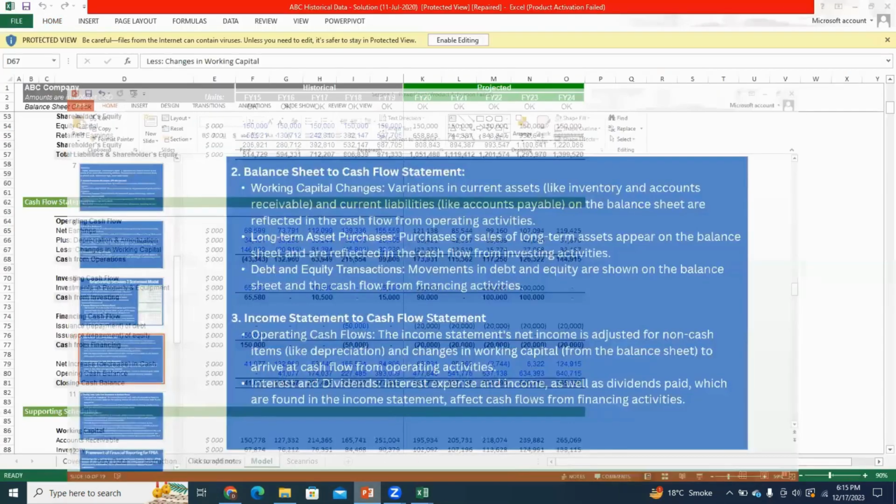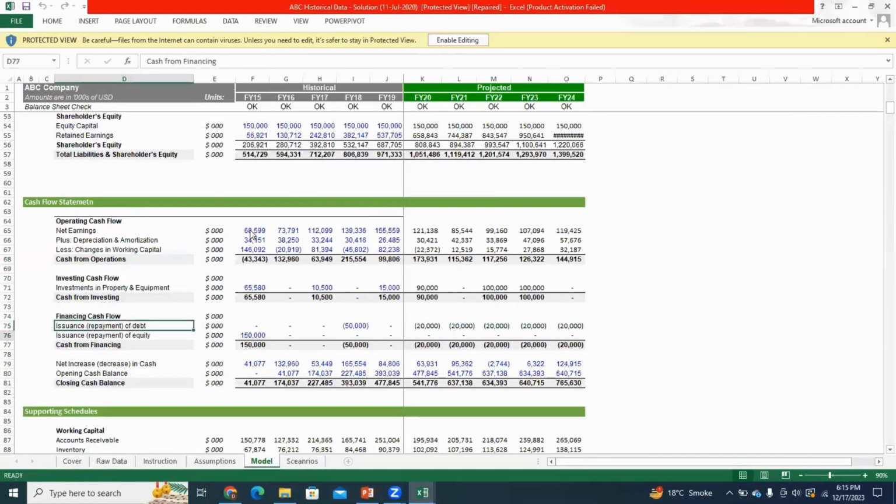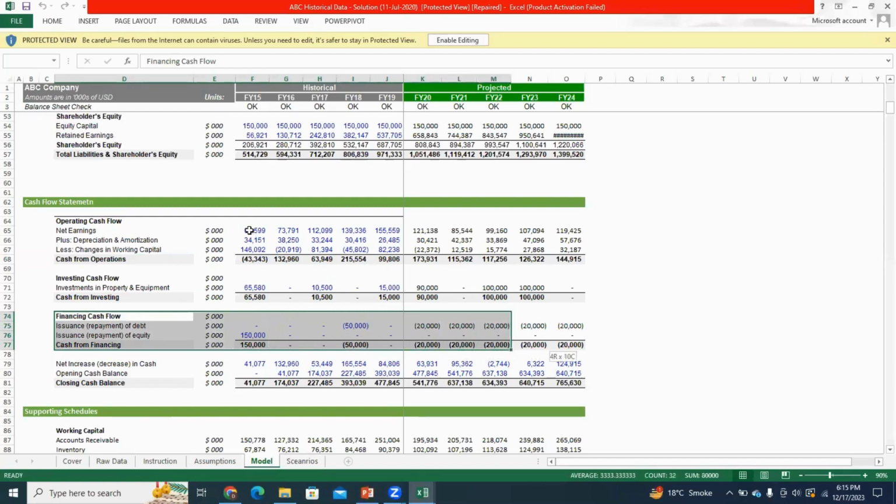Let me show you. Yes, here is the cash flow financing activities. It says issuance or repayments of debt available. It says issuance or repayment of equity comes under the heading financing cash flow. We have seen practically here.